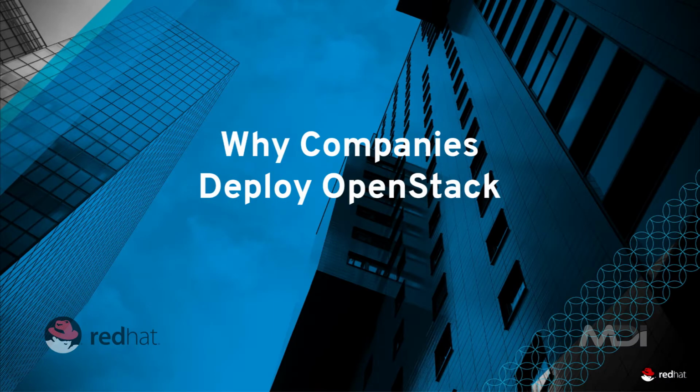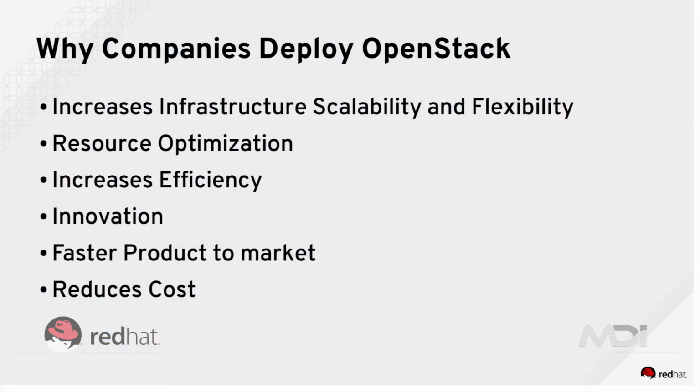So now let's look at why companies deploy OpenStack. It provides them scalability and flexibility within their infrastructure. It provides better resource optimization. Having that optimization, it provides them efficiency. It enables them to be more innovative. It can enable them to deliver their product faster, in terms of going to the market. At the same time, it also reduces the cost of having that infrastructure.